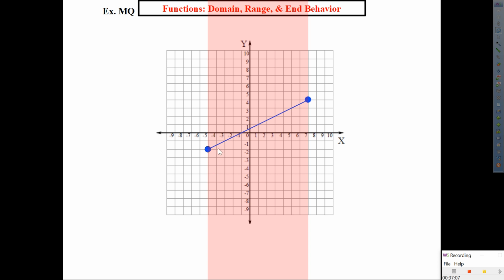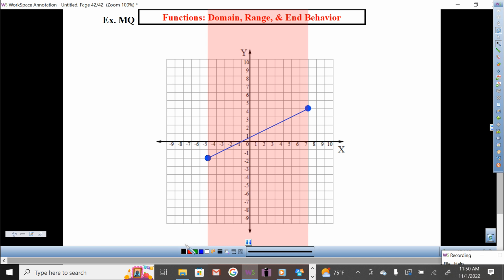So check this out. If I was to ask you for the domain of this graph, the blue graph, by looking at the highlighted section, tell your neighbor the domain for that section. What is the domain for that section? From where to where? -5 to what? To 7. So my domain would be -5, 7, x less than or equal to, less than or equal to.